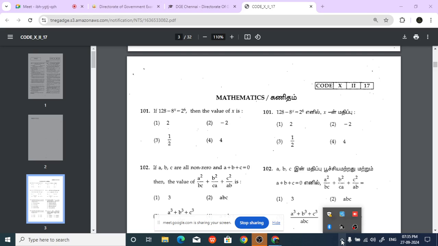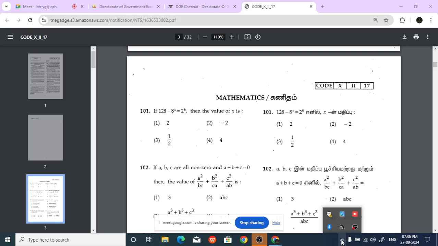128 minus 8 power x is equal to 2 power 6. Then the value of x is? Everything you convert into power of 2. 128 is 2 power 7, I think. 8 is 2 power 3, Swastik? Yes, sir. So, can I write 128 as 2 power 7, and 8 as 2 power 3, power x, that is 2 power 3x, equal to 2 power 6.